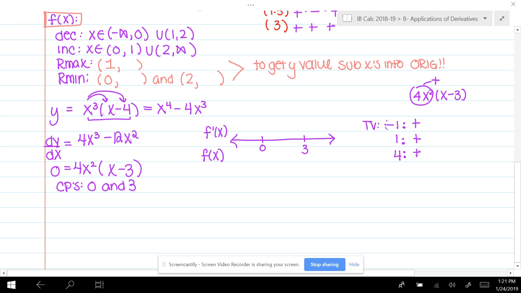Now, I'm subbing in -1. -1 minus 3, that's a negative number. 1 minus 3 is a negative number. 4 minus 3 is a positive number. Okay, so a positive times a negative is a negative, which means I've got decreasing. Again, I've got another decreasing here, and then here I've got an increasing. So you might be saying, well, what does f of x look like, or what does this original function look like when we draw him?